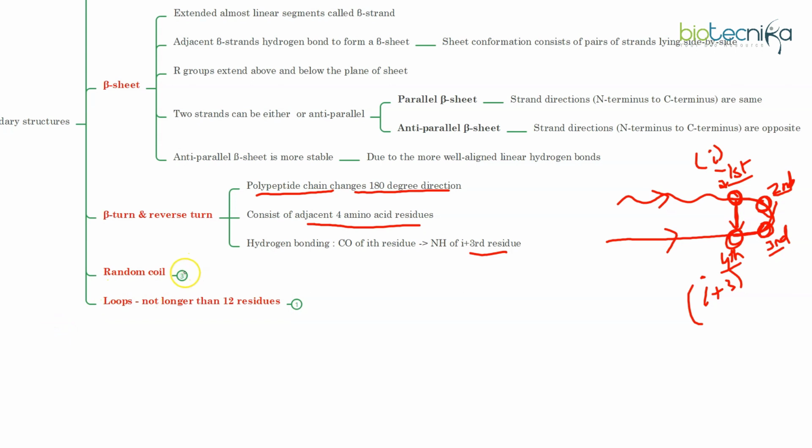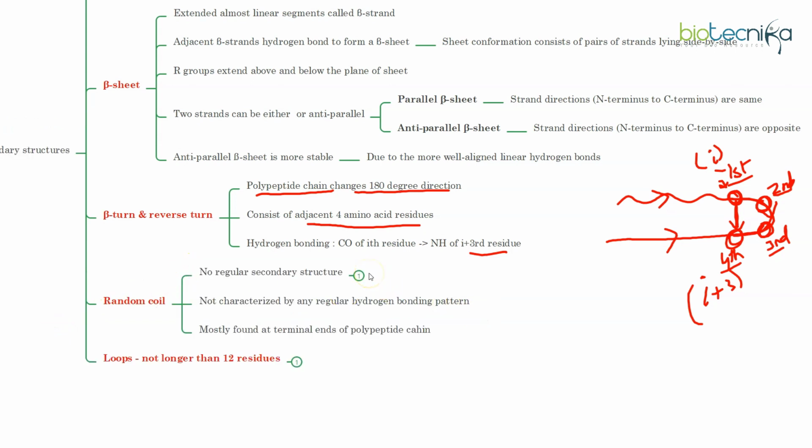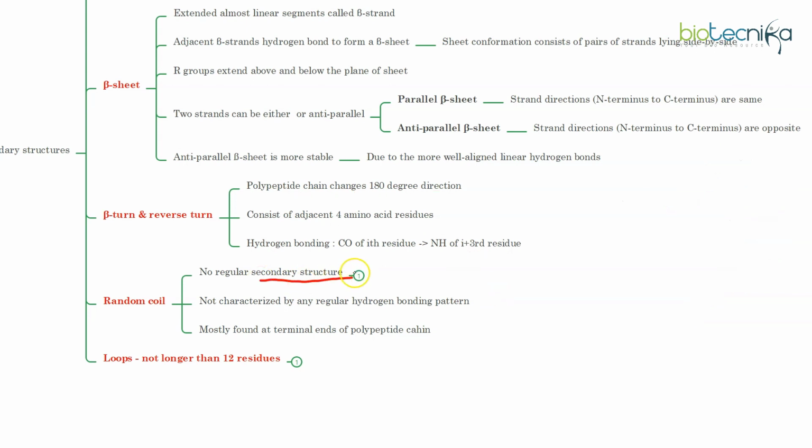Next is random coil. The next type of secondary structure is random coil. As the name suggests, there is no regular secondary structure. So what does it mean? It can be of any length, around 4 to 20 residues long. As you saw for the alpha helix, beta sheet, and beta turn, there was a particular pattern of folding. But in random coil, there is no real pattern. It is not characterized by any regular hydrogen bonding pattern. No regular pattern of structure, no regular pattern of hydrogen bonding. And this is mostly found at the terminal ends of the polypeptide chain.